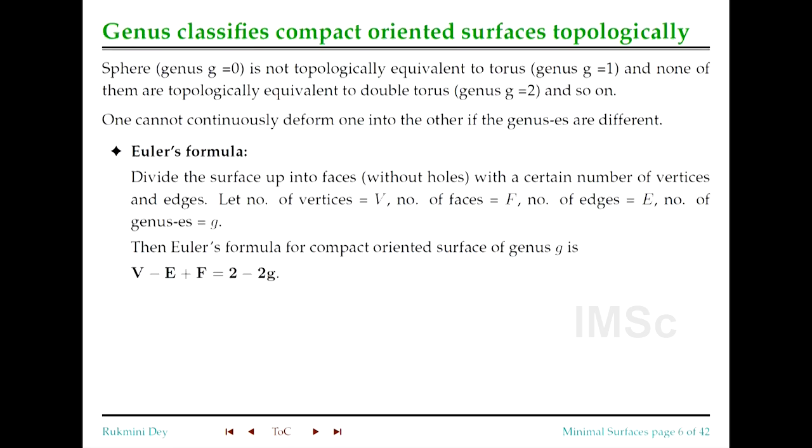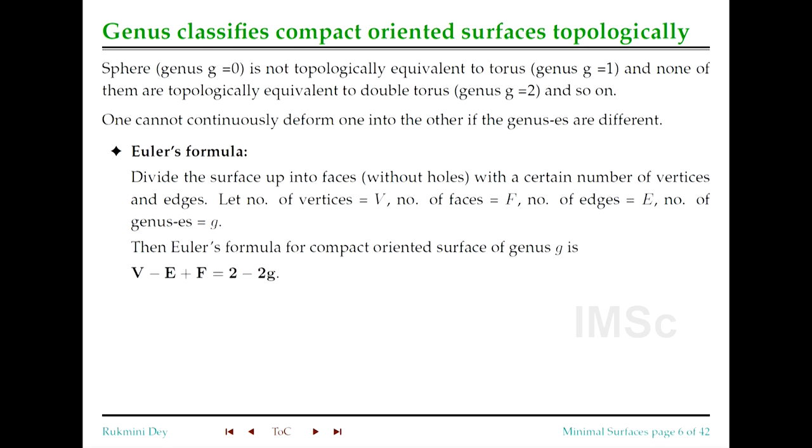if you can divide up the surface into faces, a certain number of vertices and edges, then V minus E plus F is equal to 2 minus 2G for a compact oriented surface. For example, the sphere: if you break it up into, for example, a cube, the cube is topologically the same as the sphere, and if you calculate V minus E plus F, you will get 2 minus 0. And similarly for all the Platonic solids.